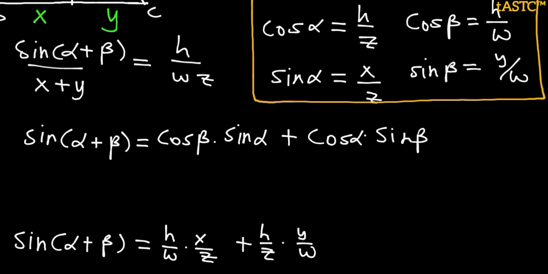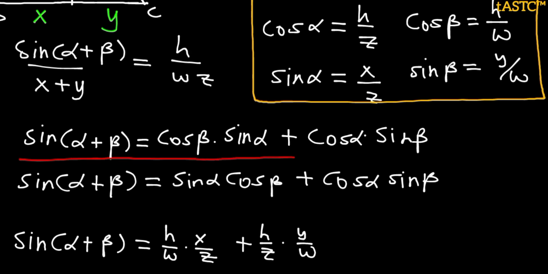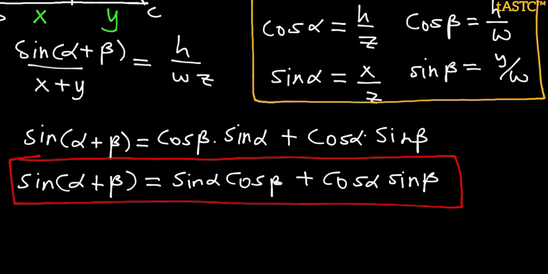So I can rewrite this. Let me rewrite it. So this will be sine alpha cos beta plus cos alpha sine beta. So this is actually the first addition formula. And you're going to have another type of it if you wanted to have it as a negative.